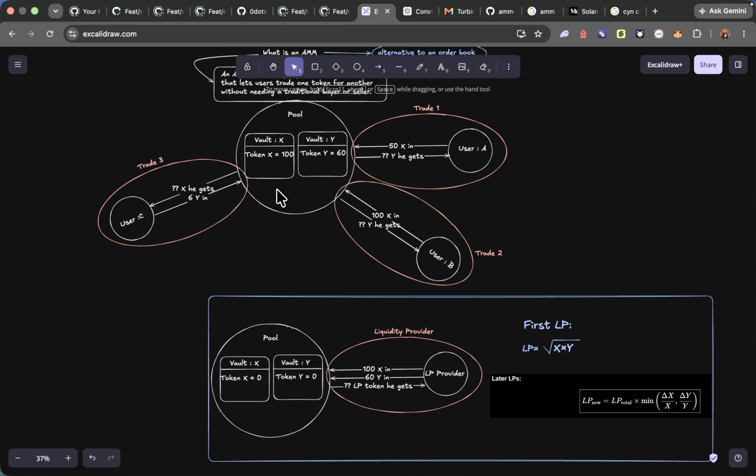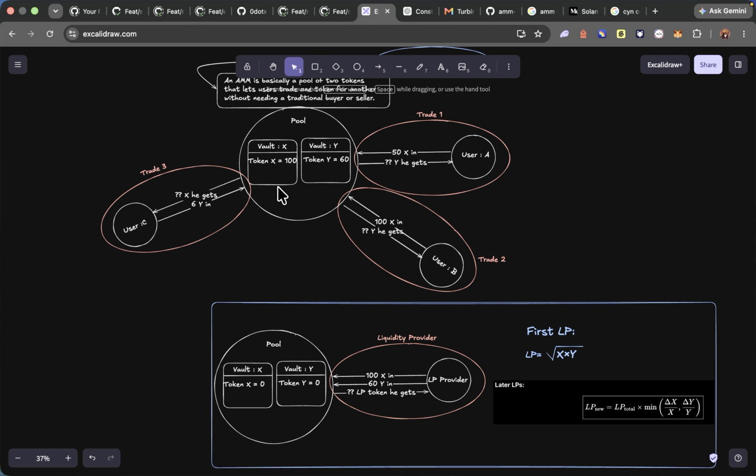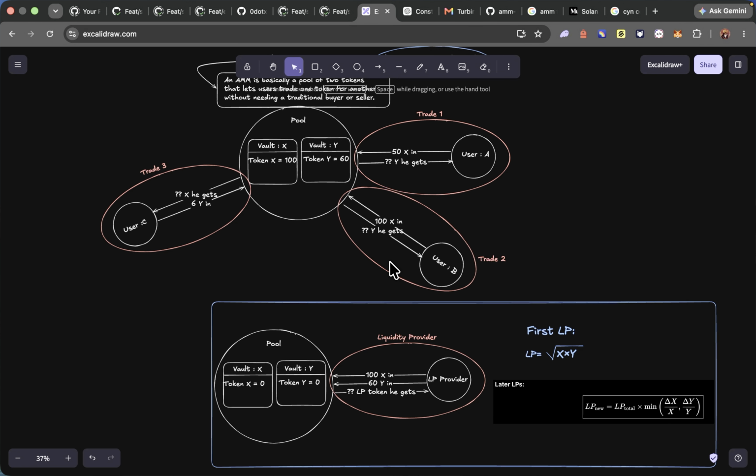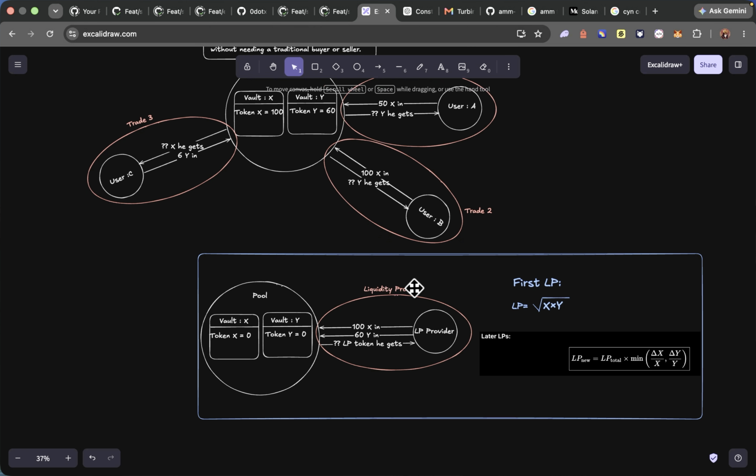There should be someone who supplied X token to the vault X and Y token to the vault Y and started this pool so that other people can trade. So those types of people are known as liquidity providers. So what exactly do they do? They have both tokens. So if you notice, the liquidity provider transfers both token X into the pool and token Y into the pool. And why would he do so, right? What is he getting in return? What's the benefit? So in return, he gets liquidity tokens, that are known as LP tokens.